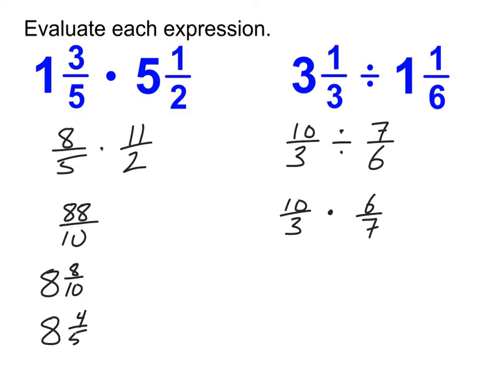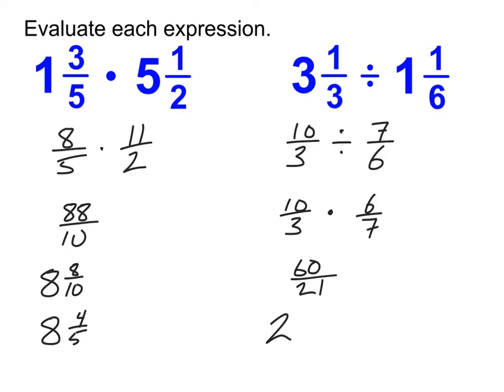Now, it's just a multiplication problem like that last one was. So, multiply straight across the top. 10 times 6 is 60. Multiply straight across the bottom. 3 times 7, that's 21. And now, we need to get that back into a mixed number. Okay, how many times does 21 go into 60? Twice. It's got to be twice, yeah. Because 3 would be too many.